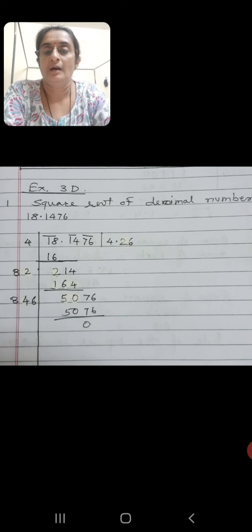So now we have 214. Don't consider the decimal point when you are doing the division. Only when you are entering the decimal part of the number in the answer, there should be a decimal point. Now we are taking 14 from the next group, that is the decimal part. So I have put a decimal point in the answer, after 4 I put a decimal point. Now we have 4 on the right hand side and on the left hand side we have 8. The number which is left with us is 214.